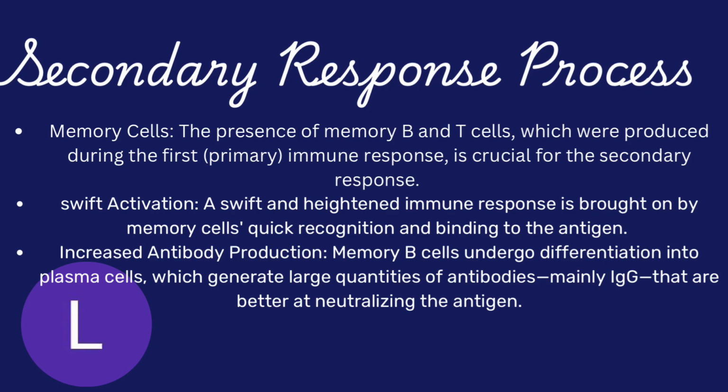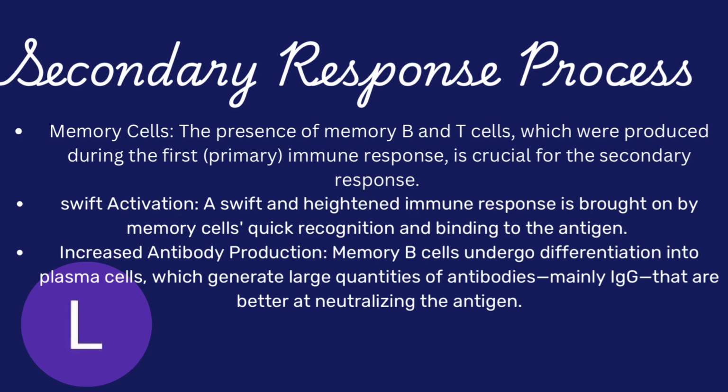Secondary response process. Memory cells. The presence of memory B and T cells, which are produced during the first immune response, is crucial for the secondary response. Swift activation. A swift and heightened immune response is brought on by memory cells' quick recognition and binding to the antigen.